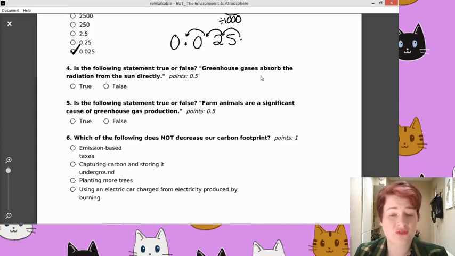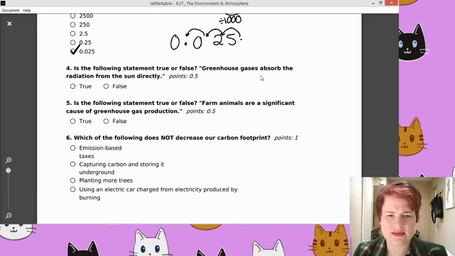We have two true or false questions next. Now, in all the time that I've been looking at exams, which is quite a long time now, I've never seen a sort of true or false. So I only made these ones worth 0.5 of a mark because you wouldn't get a mark for this on a real exam. So let's have a look.